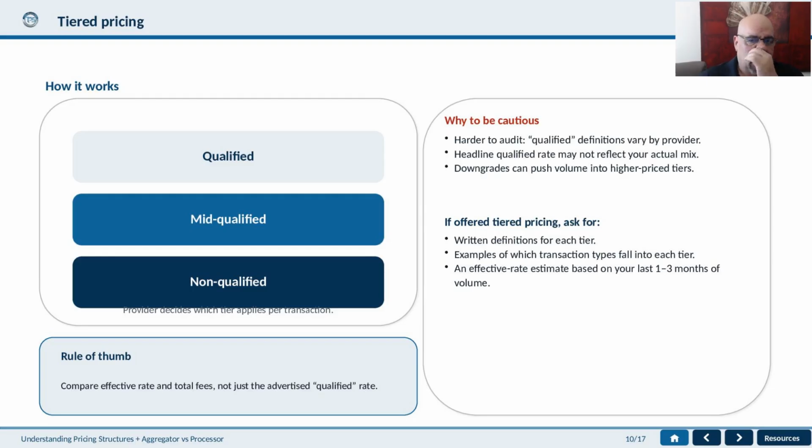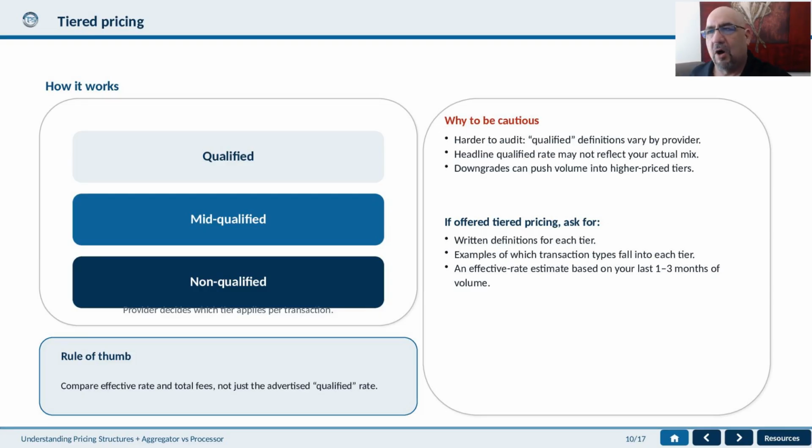Why to be curious? Harder to audit, qualified differs by provider. Now, what that means is that we, as a provider, control what falls into the qual, mid, and non. I'm not going to get too deep into it, but we decide within our systems how we want to qualify those cards. Now, having said that, we have to make sure we qualify them higher than interchange. It's a lot of math, but we control that.